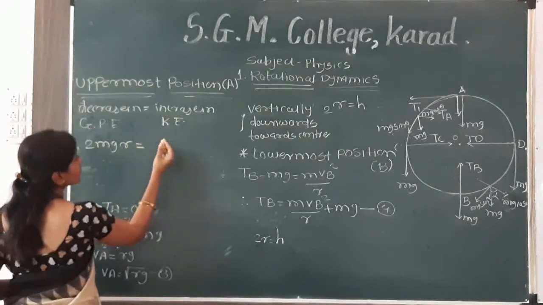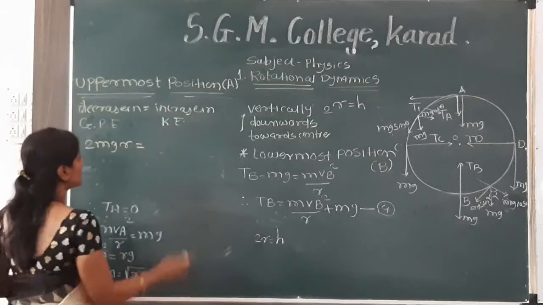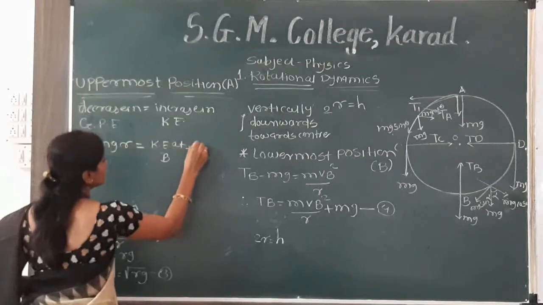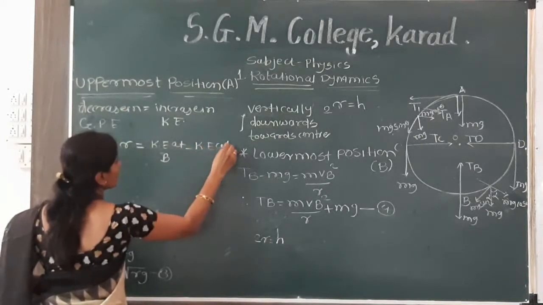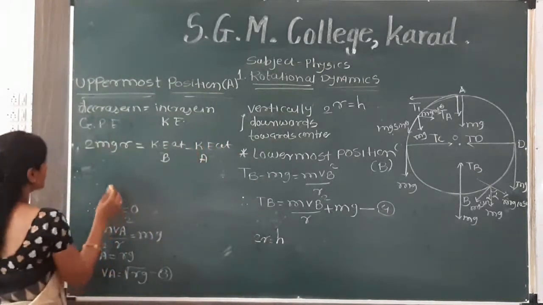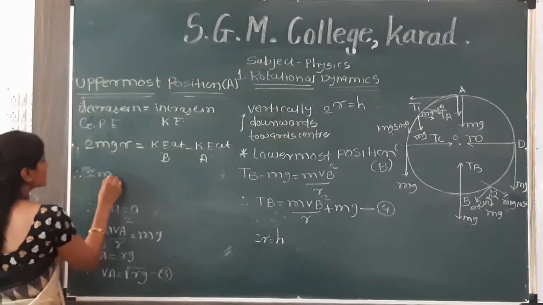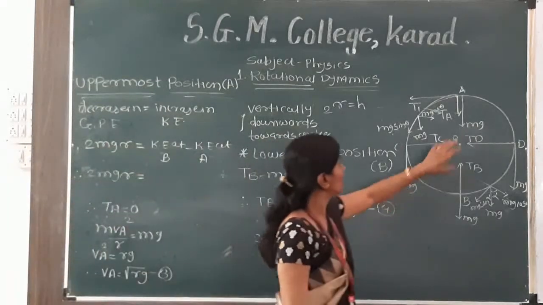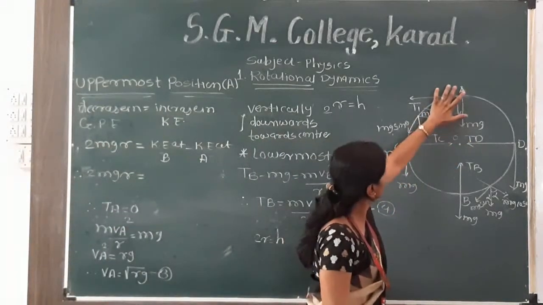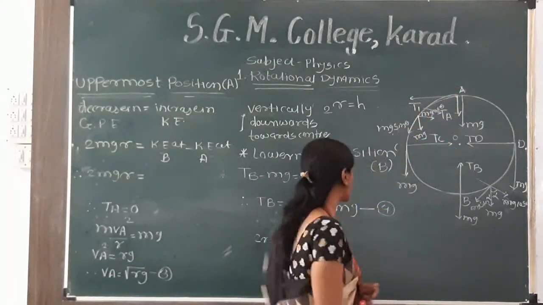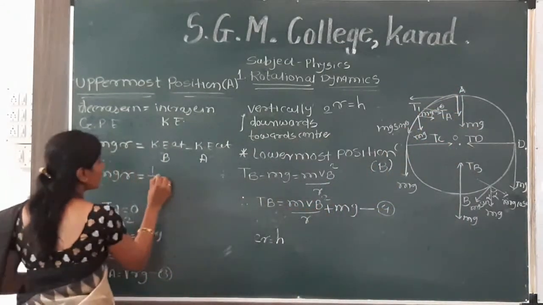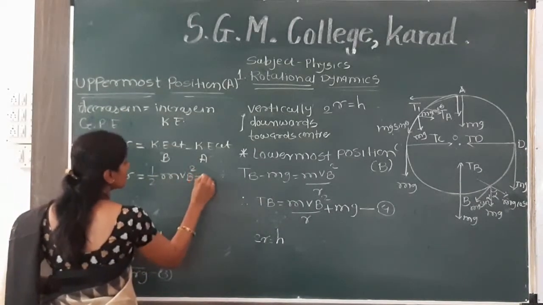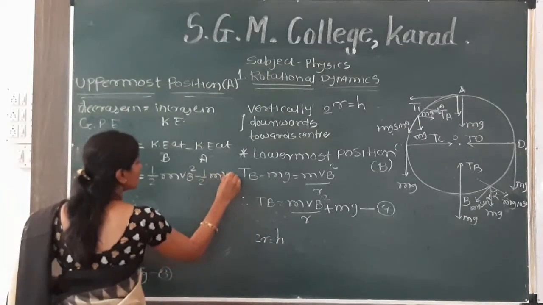Here we have to find the increase in the kinetic energy: the kinetic energy at point B minus the kinetic energy at point A. So by putting all these values, we get 2mgr equal to kinetic energy at B minus kinetic energy at A. Why is this taken? We are counting the energy from place A to B, so A is the initial position and B is the final position. So here we write 1/2 m vb square minus 1/2 m va square.